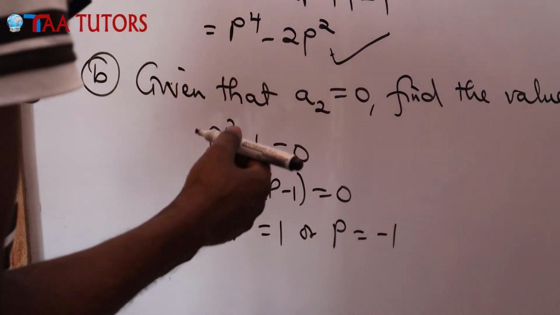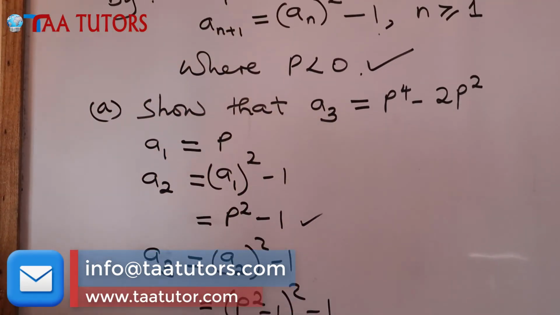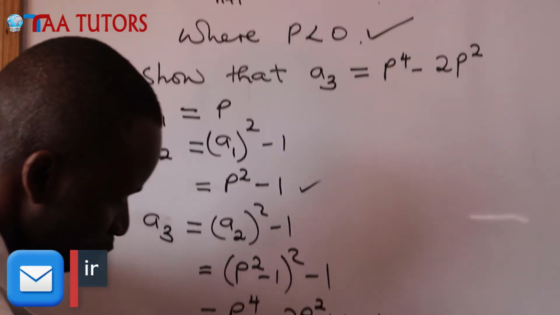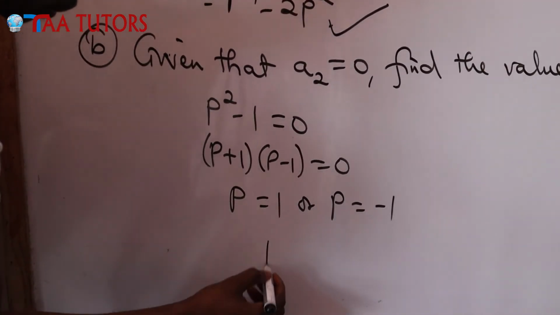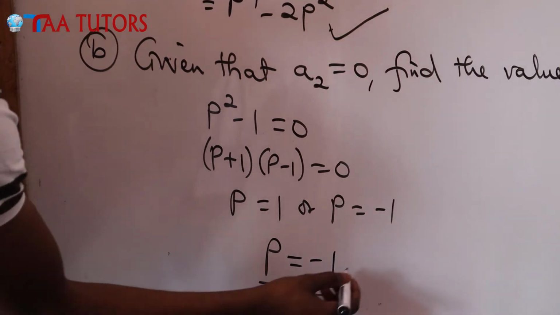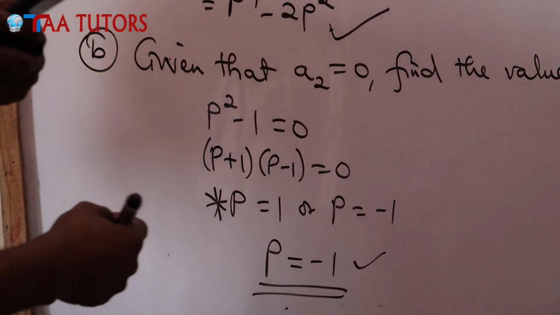But there's something we were told here, that P is always less than 0. So if P is less than 0, like we have indicated here, it means that P can only be equal to negative 1. So therefore P here equals negative 1. That's the only answer, and P cannot be positive 1.